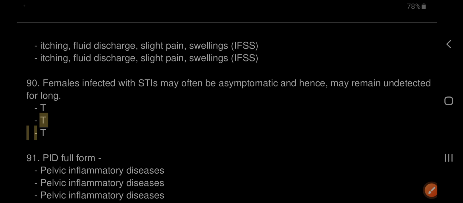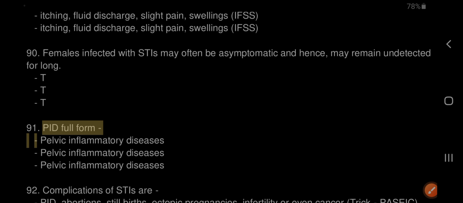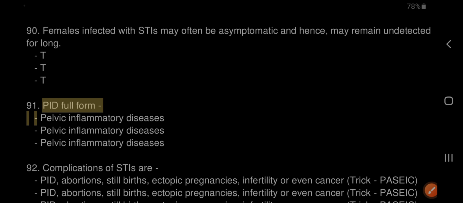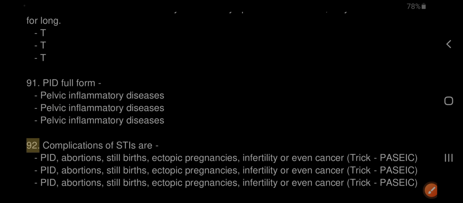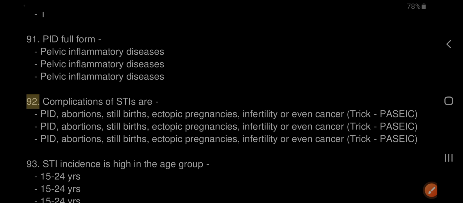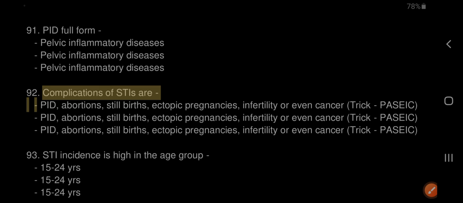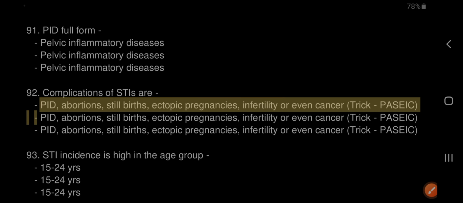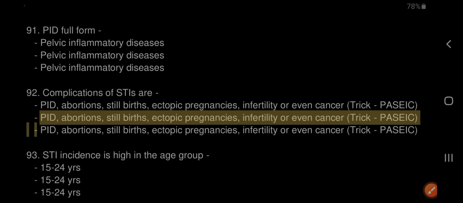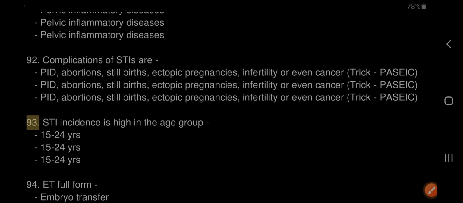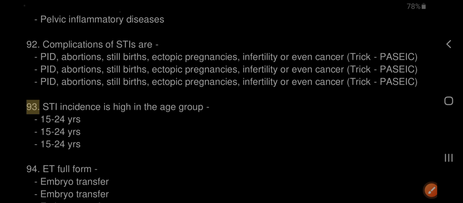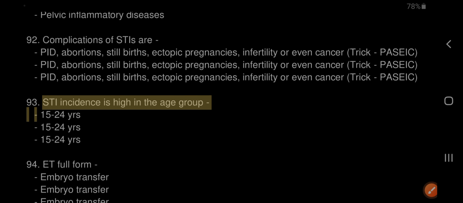91. PID full form. Pelvic inflammatory diseases. 92. Complications of STIs are PID, abortions, stillbirths, ectopic pregnancies, infertility or even cancer. 93. STI incidence is high in the age group 15 to 24 years.